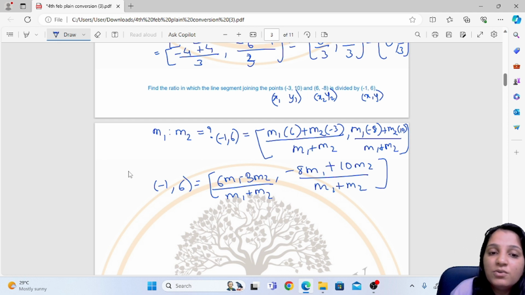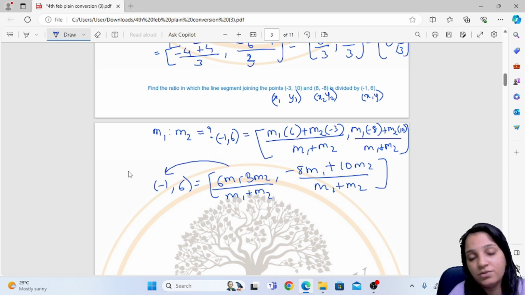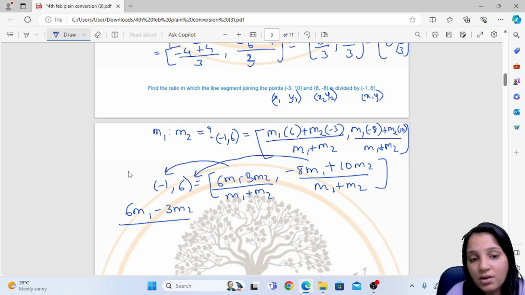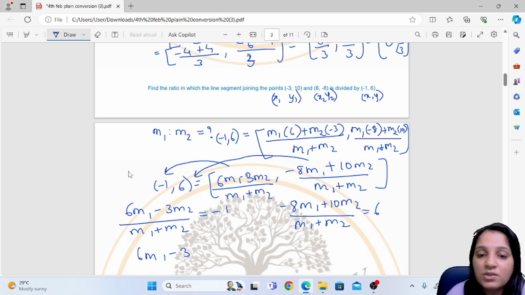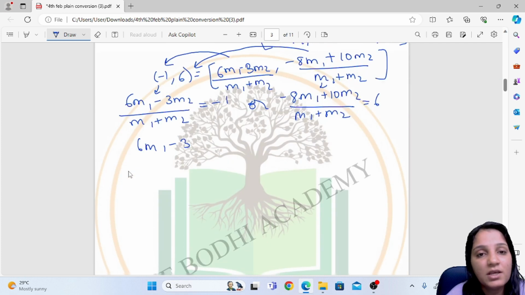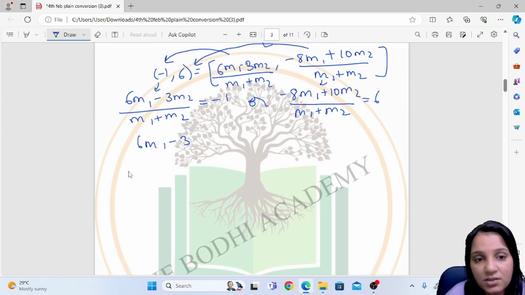Now first, this first coordinate is equal to first coordinate, second coordinate is equal to second coordinate. 6 m1 minus 3 m2 upon m1 plus m2 equal to minus 1, and minus 8 m1 plus 10 m2 upon m1 plus m2 is equal to 6. Either you can equate this also, you can solve this or this, no problem. You can solve taking the first. I am solving the first equation.